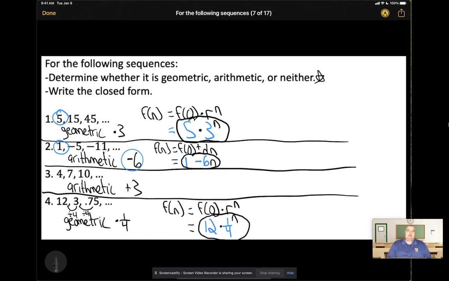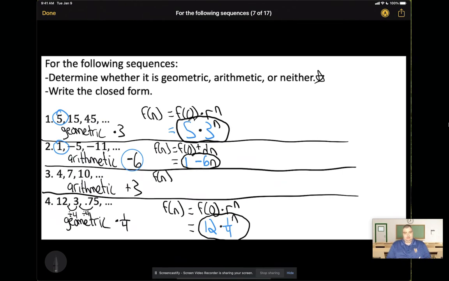Once again, if I wanted to figure out term 100, I could calculate 1 minus 6 times 100. Or 1 minus 6 times 10 if I wanted term 10. So it's the same idea as the geometric sequence, just a different formula. Okay? All right, and let's finish this off and do number 3.